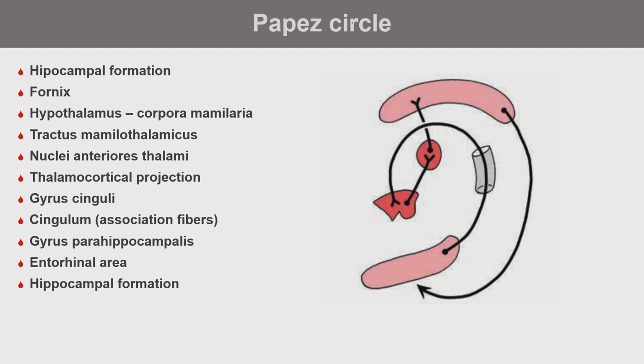This strange image, the Papez circle. Hippocampal formation has a neuron. The neuron is then going through the fimbria, here the fornix, going through the fornix, and then finally ending in the hypothalamus.